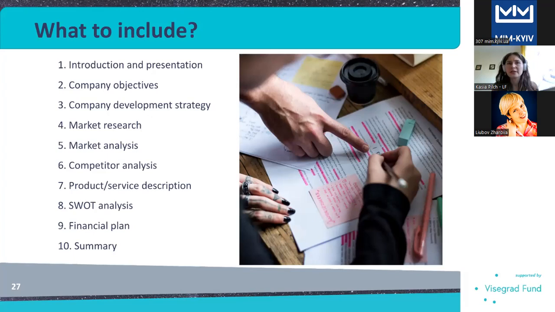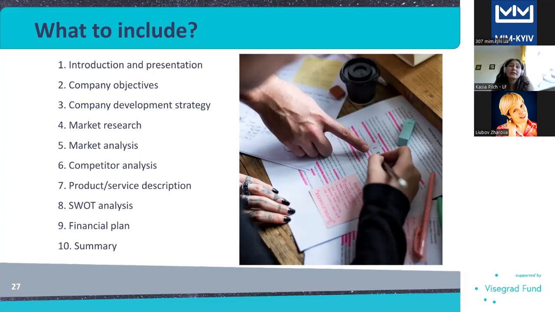And the second chapter is company objectives. In this chapter, you want to talk about your long-term goals and short-term goals, and about your motivation and why you want to expand your business. So basically talk about your goals and why you want to achieve those goals.